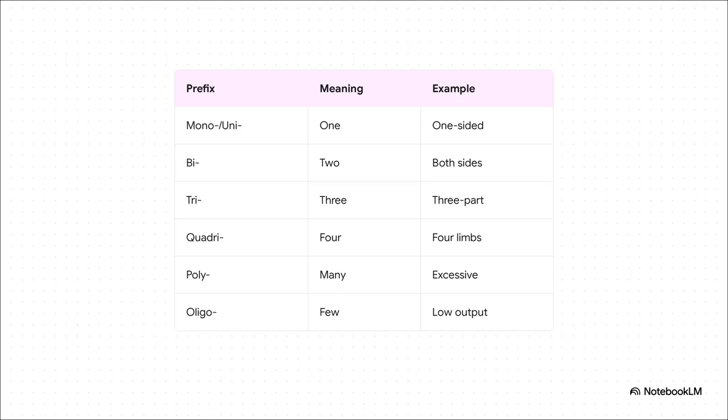Just imagine a patient with kidney failure. Coding for polyuria, which is excessive urine, versus oliguria, which is low urine output, completely changes the clinical picture and obviously the resulting codes. You've got to tie these back to the root for accurate coding.